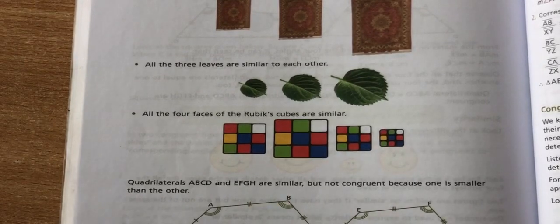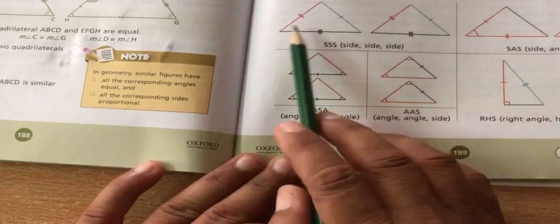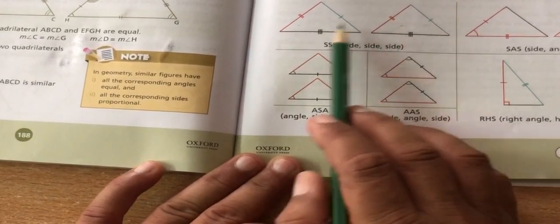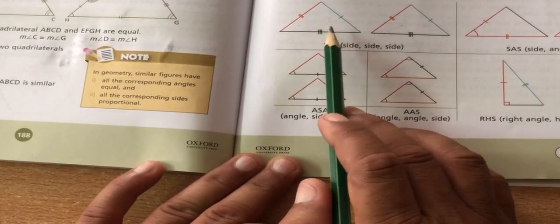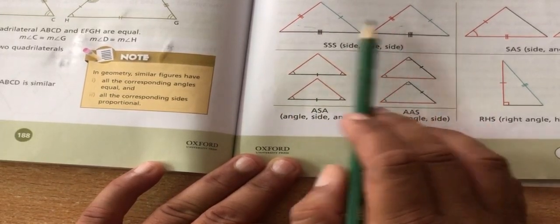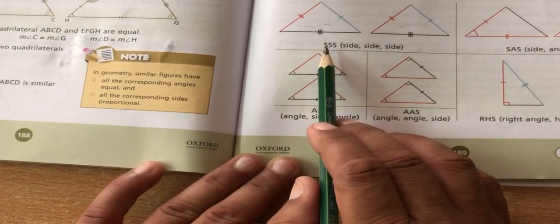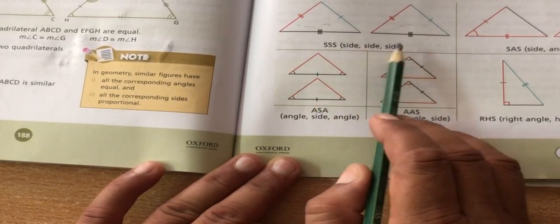Now we are going to learn about the properties of congruent triangles. Here we have the congruent triangles. Look at the following triangles. These two triangles are congruent. So the first property of congruent triangles: if all three sides of both triangles are equal, we can say that this property is side, side, side.